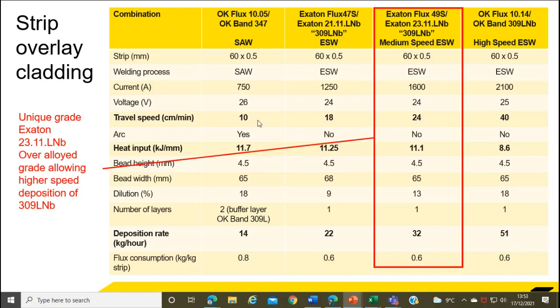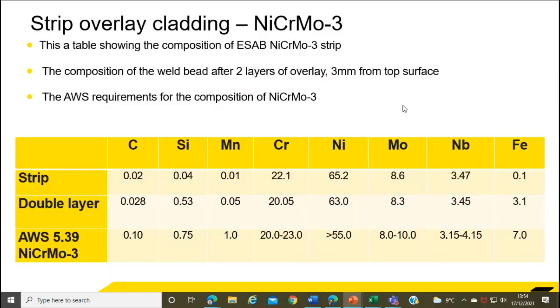We can still move at 24 centimeters a minute, 240 millimeters a minute. So it's a big step up from the basic level, and the deposition rate again has shot up to 32 kilograms an hour. It is a fairly unique grade, and the ability to go with possibly more standard machinery, more standard power sources is a big advantage.